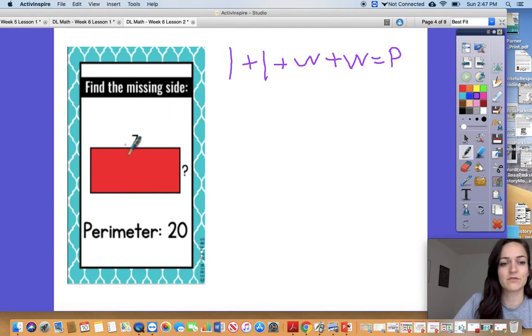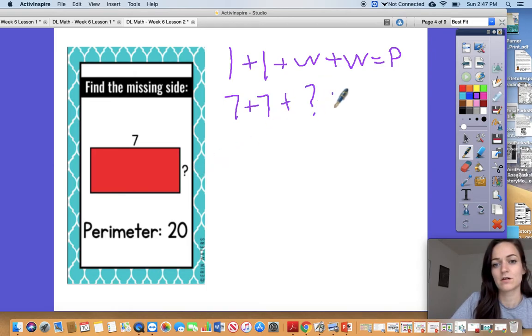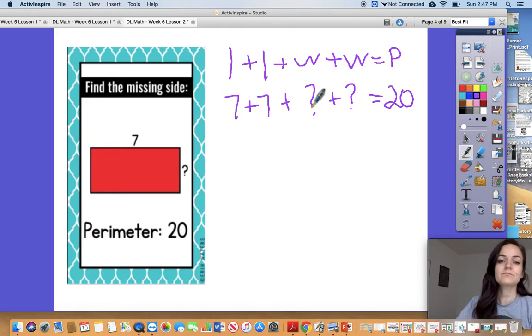Okay, so let's try it. We're going to fill in what we know. 7 plus the width I don't know, plus the other side of width I don't know, equals 20. They gave me 20 as their perimeter. Okay? So I'm going to add these ones first. I know this side is 7 because it's the opposite side. 7 plus 7 is 14.